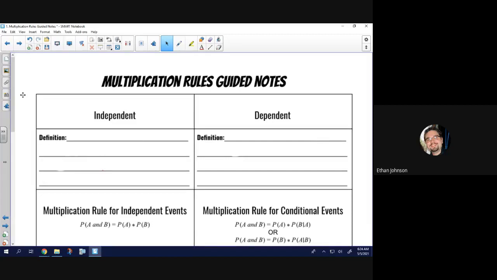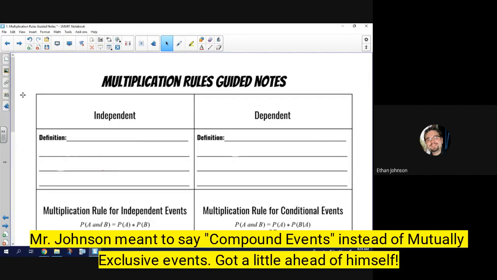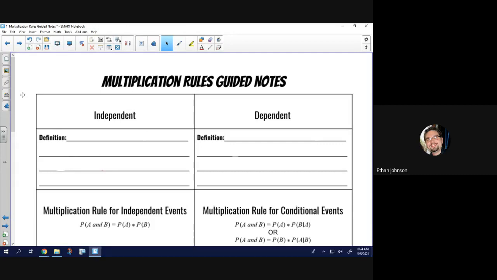So today we're starting Unit 5. Unit 5 is called Mutually Exclusive Events. So what we're going to be looking at is two or more events happening. Now this does change probability.